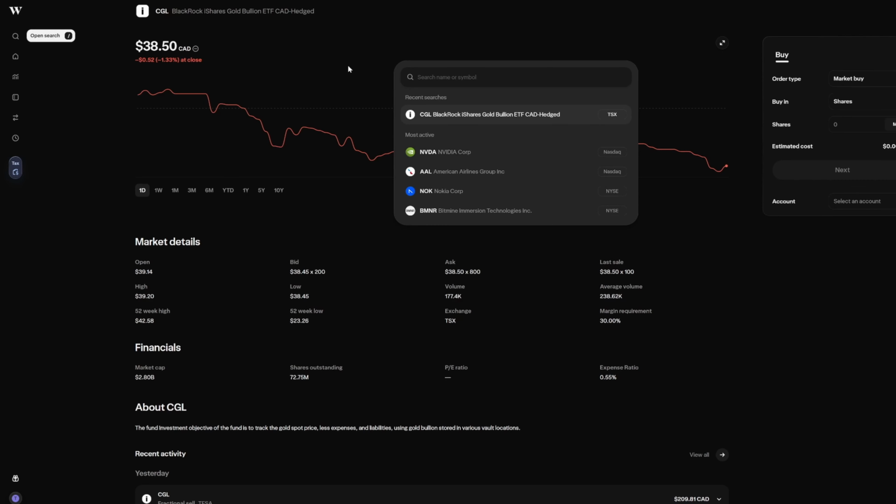One interesting thing about this ETF is that it has two versions. CGL is currency hedged, meaning it tries to remove the effect of changes between the Canadian dollar and the US dollar. There's also CGL.C, which is the unhedged version. That one moves with both the price of the gold and the Canadian-US exchange rate. So if the Canadian dollar weakens, the unhedged version may perform better for Canadian investors.